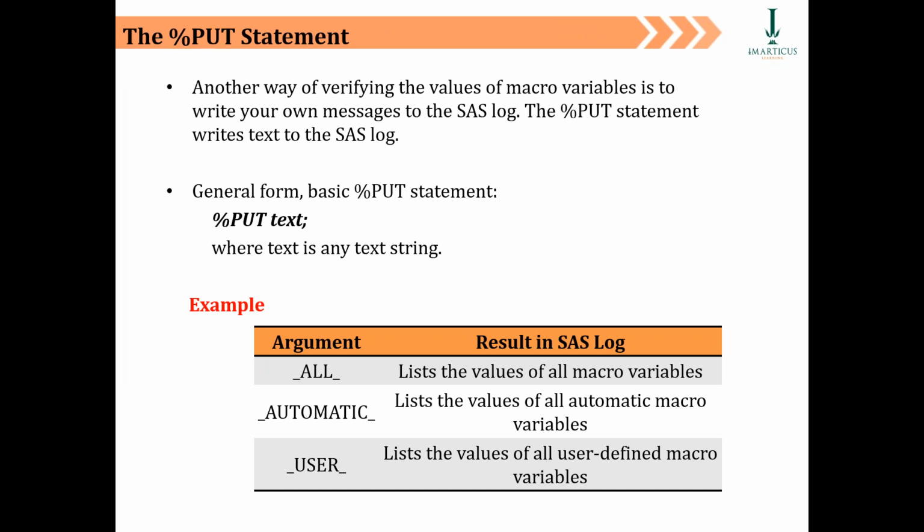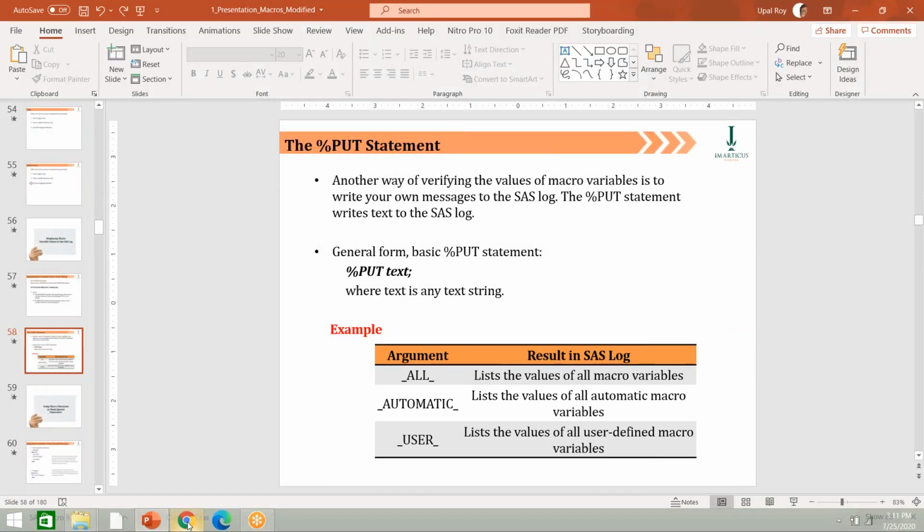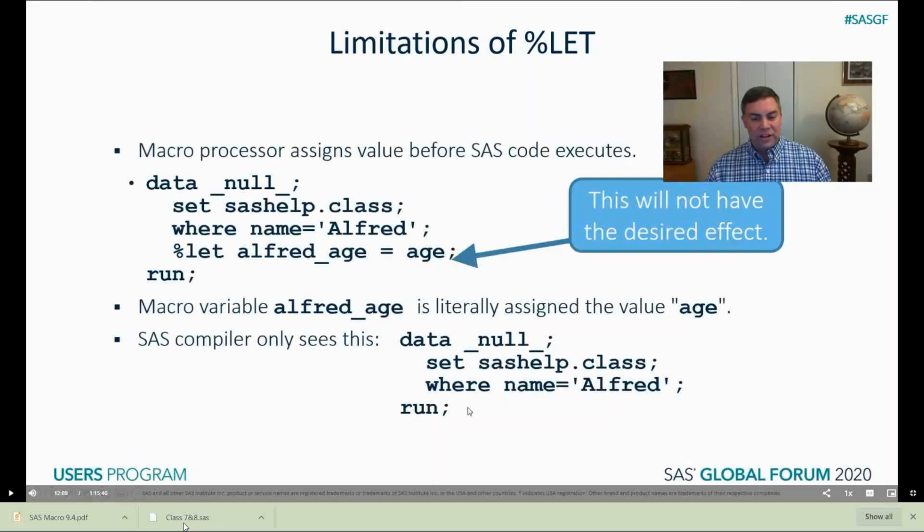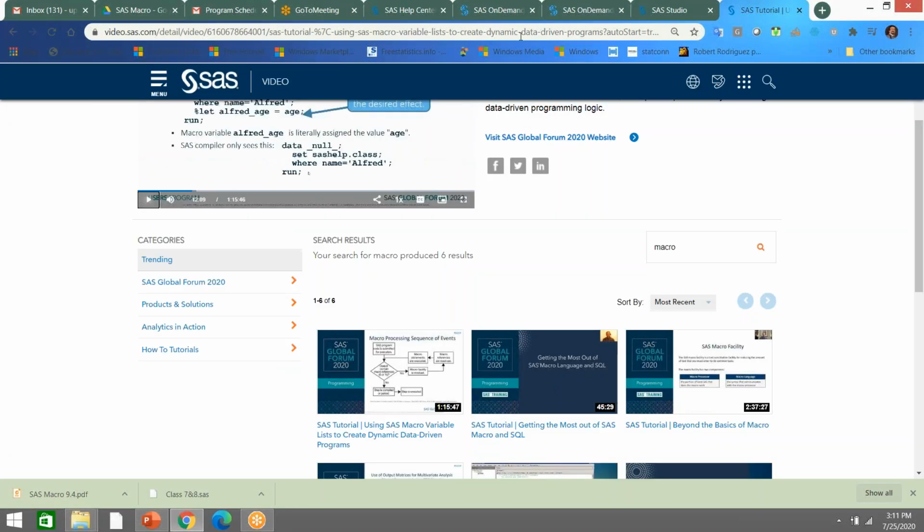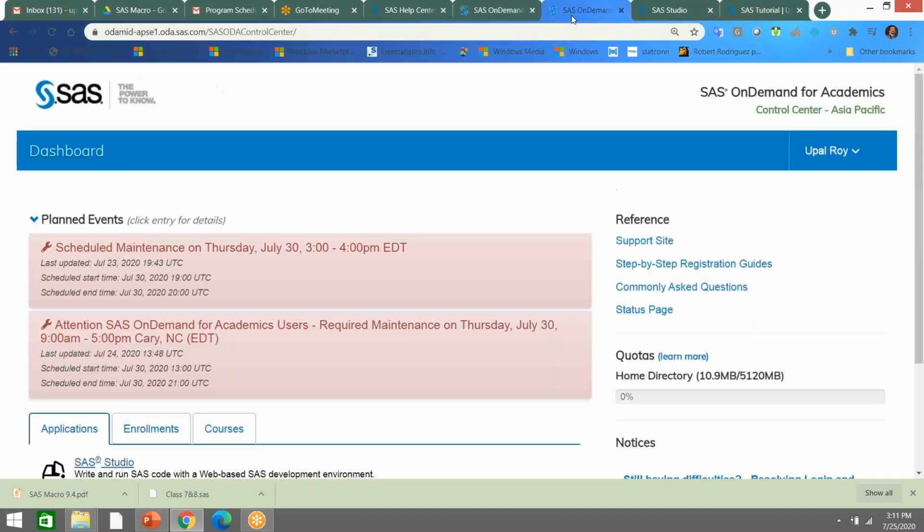Another way of verifying the values of macro variables is to write your own message to the SAS log. That is the %PUT statement, which writes text to the SAS log. The basic %PUT statement is %PUT followed by the name of the particular text, either _ALL_, automatic, or user. Like we have already created here automatic. Let us go into the code and see what the user ones are.